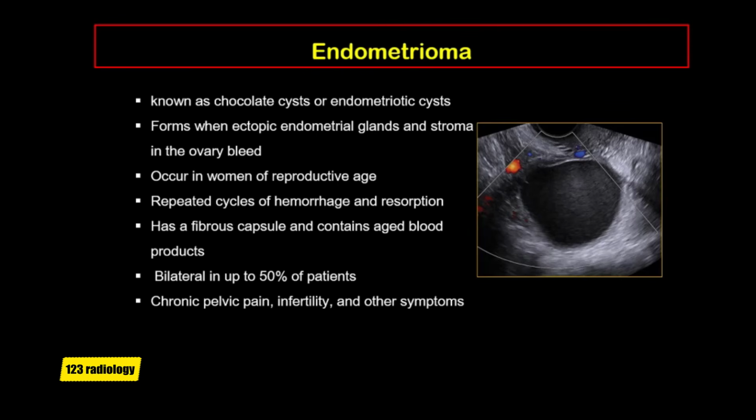Repeated bleeding and resorption every month in response to hormonal stimulation produces thick, concentrated, and degraded blood products. It has a fibrous capsule and occurs bilateral in up to 50% of patients. Usual presentation is with dysmenorrhea and infertility.